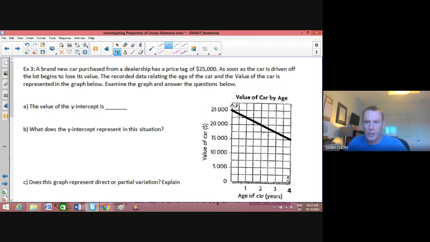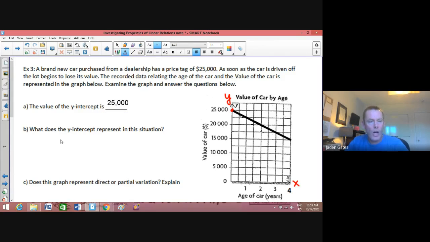Well, again, your y-intercept, we have two axes. We have the x-axis and we have the y-axis. You can see they're labeled there. And what I'm looking at is, when does that graph hit the y-axis? And there it is. We can see it. It's at 25,000. So I'm going to write that in there.